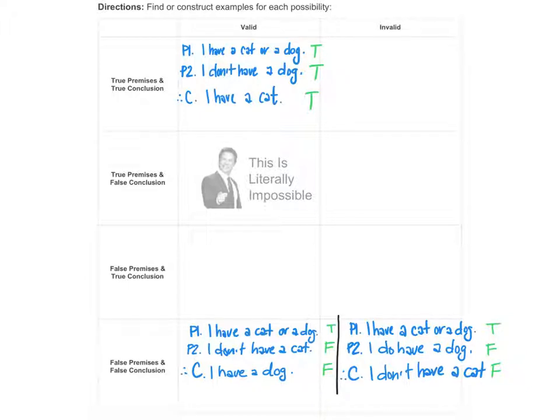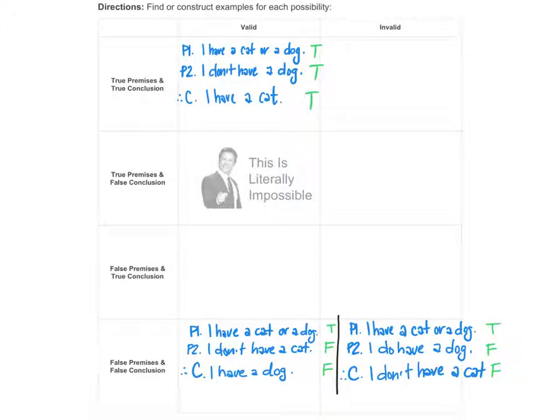So notice, if you look in this box here, this is a case where one premise is true, one is false, and the conclusion is false, but it's valid. This is a case where one is true, one is false, premise-wise, and the conclusion is false. So same truth values for my statements, but this one is valid, and this one is not valid because of the relationship.